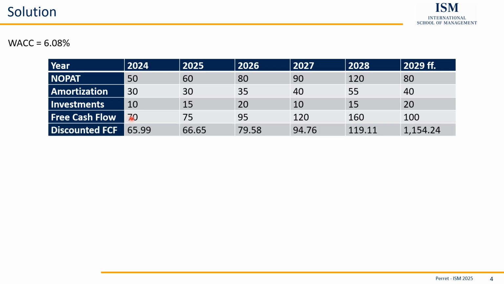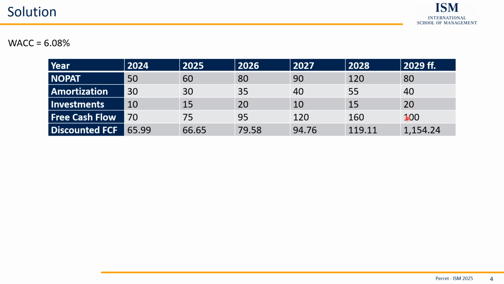Discounting means I'm going to divide them by 1 plus the WACC to the power of the year in which I currently am. So this is the first, second, third, fourth, and fifth year. So here I would go 70 divided by, in parentheses, 1 plus WACC to the power of 1, because it's the first year. In the second year, 75 divided by 1 plus WACC, in parentheses, to the power of 2. In the third year, 95 divided by, in parentheses, 1 plus WACC to the power of 3. And for 27 and 28, respectively.